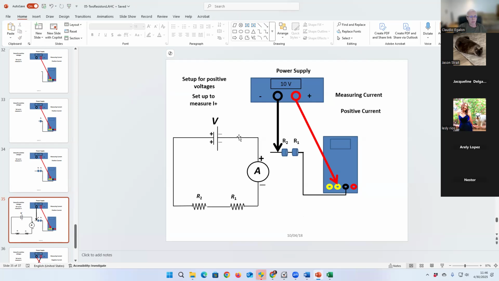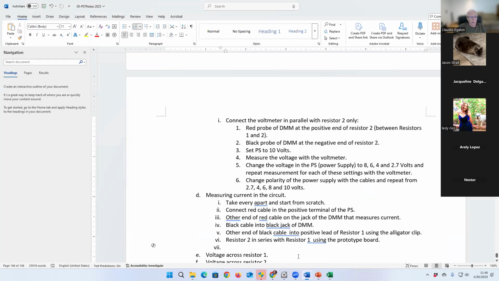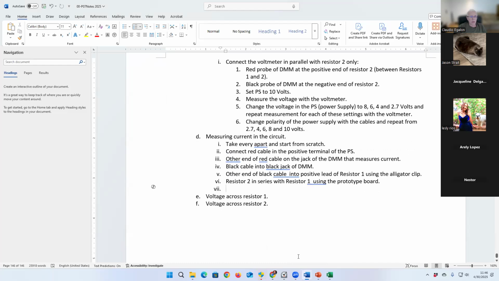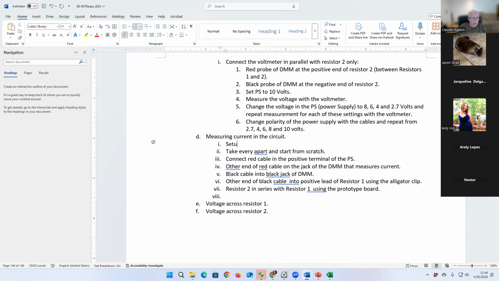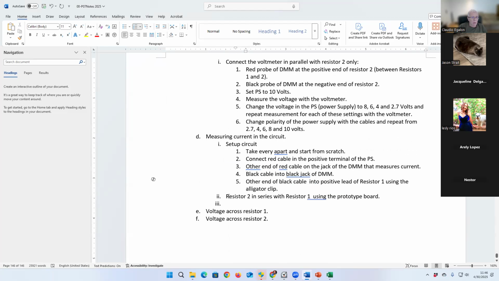And now we have current flowing through the circuit. Then we're going to change it from 10 volts to 2.7 volts. Here you go, measuring current in the circuit. First we set up the circuit, then measure current.